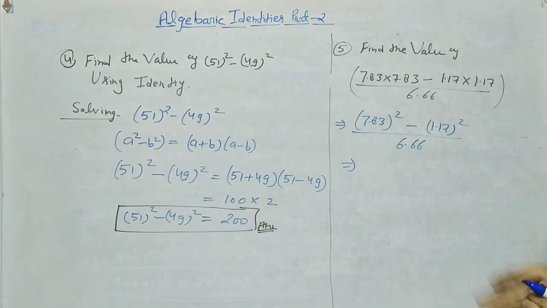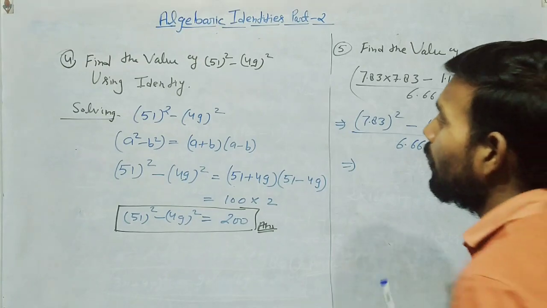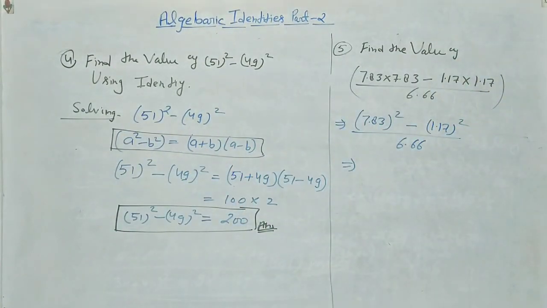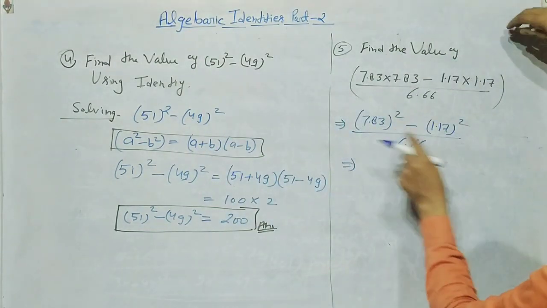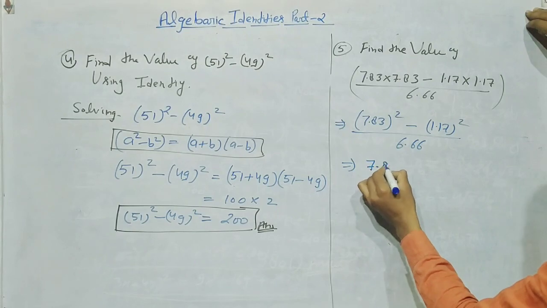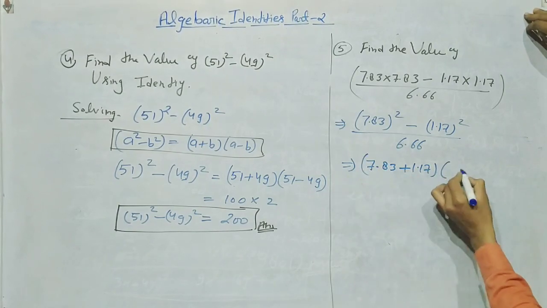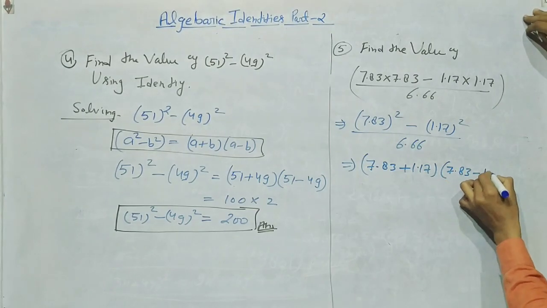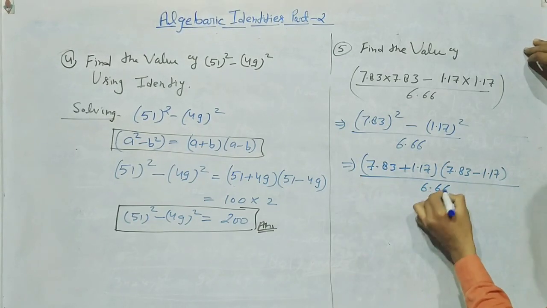Now it is in the form of a square minus b square. And a square minus b square gives (a plus b)(a minus b). This is the process. Here, (7.83 plus 1.17) into (7.83 minus 1.17) upon 6.66.